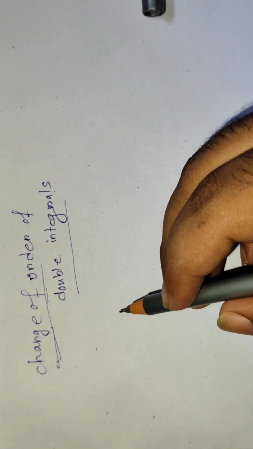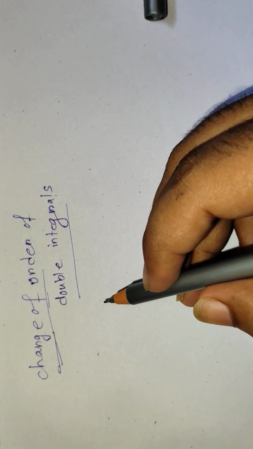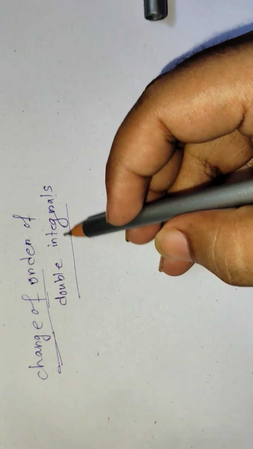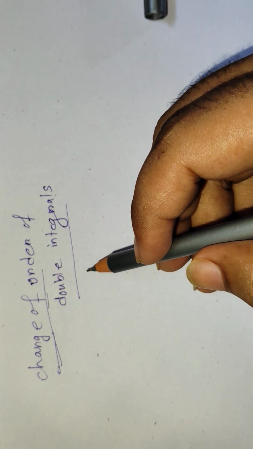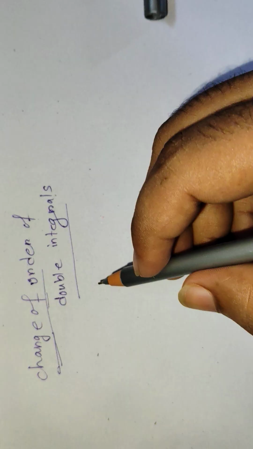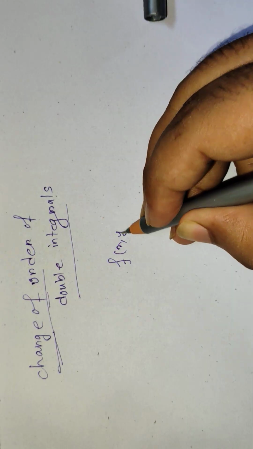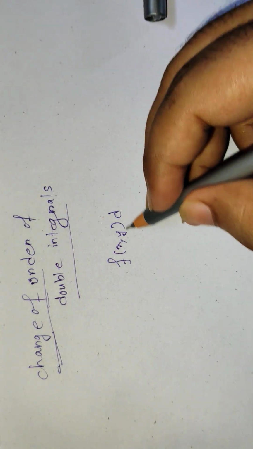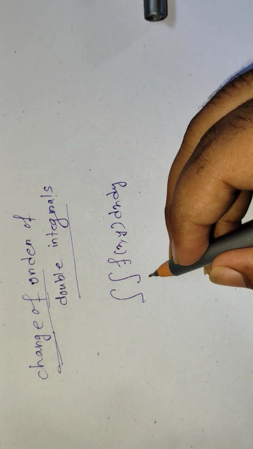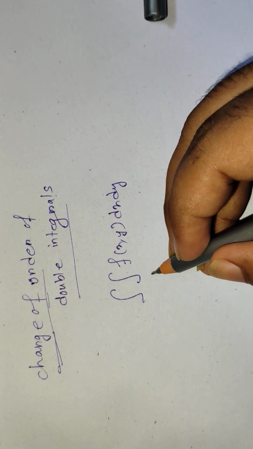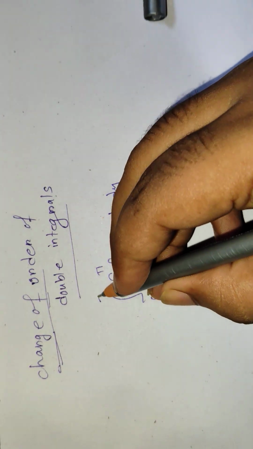So basically in this video I will cover two things. First of all, I will tell you how we can change the order of a double integral, and second, why should we change the order of a double integral. So first of all, let's take a question where we are not defining any kind of function like f(x,y). We are just denoting the function as f(x,y) dx dy, and this is the question, where the limits are y to pi and 0 to pi.